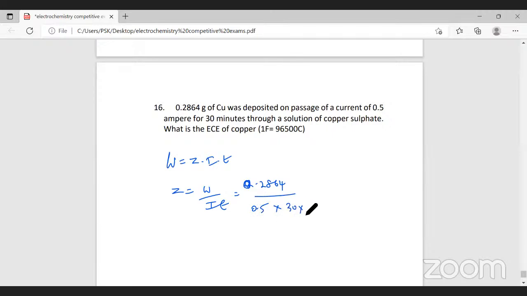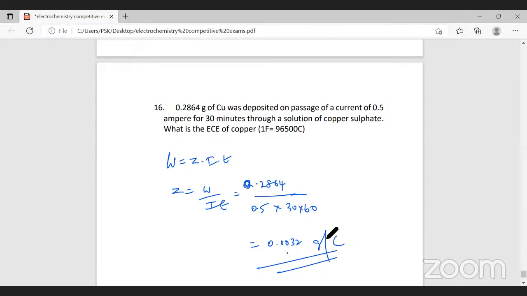The 30 minutes is 30 into 60, because time has to be taken in seconds. On simplification, we will get the answer to be 0.0032 gram per coulomb. The unit for electrochemical equivalent is gram per coulomb. All right. So the electrochemical equivalent is 0.0032 grams per coulomb.